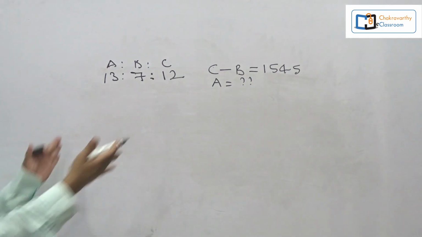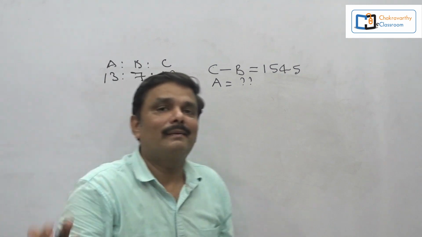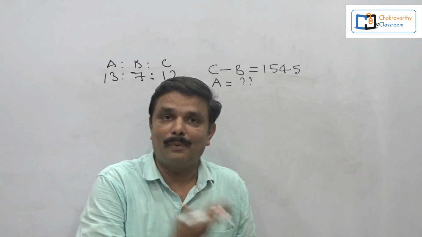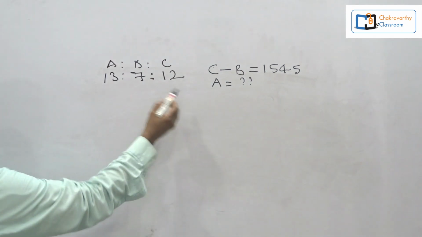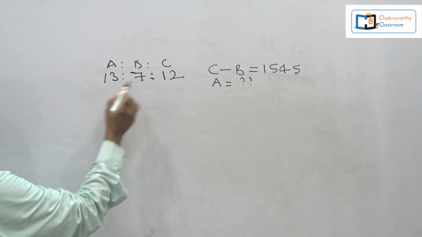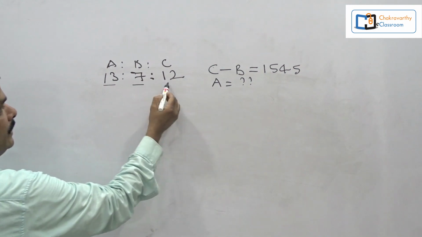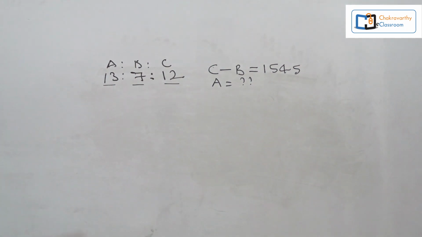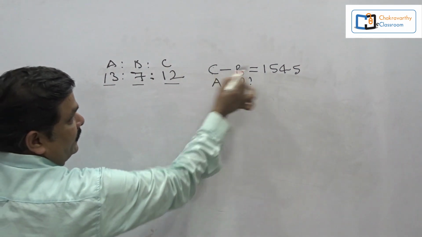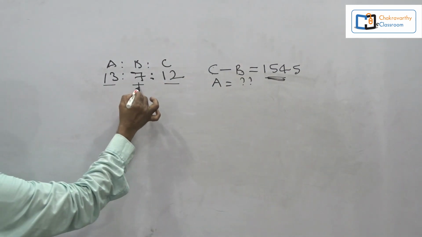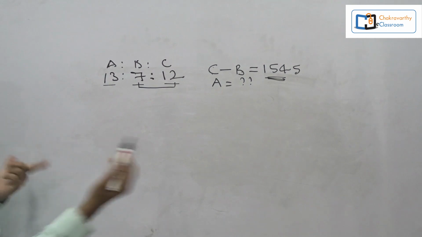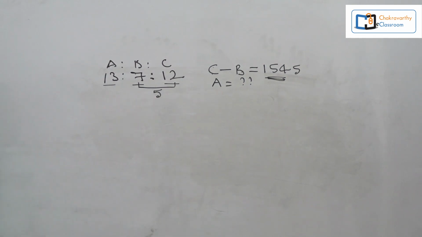Okay, now we are not going to use algebra. Directly, with what we have learned now, with the help of the unitary method, we are going to solve it. Simple one, students. Let's take it this way: A earns 13 rupees, B 7, C 12. Now B's and C's difference they have given in the problem. So what's the difference between B and C? Obviously the difference is 5 rupees.